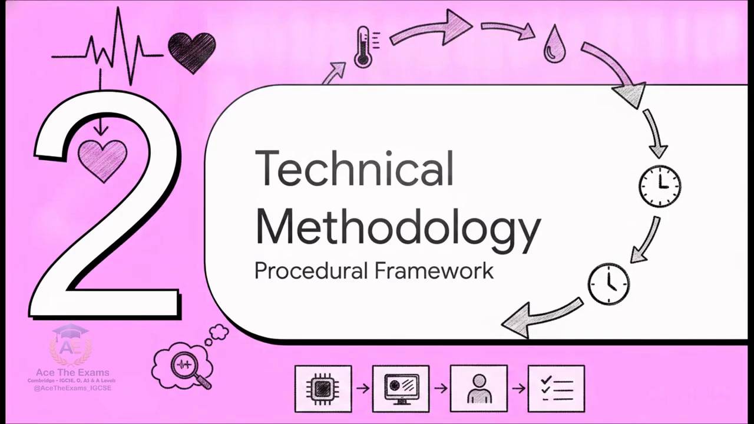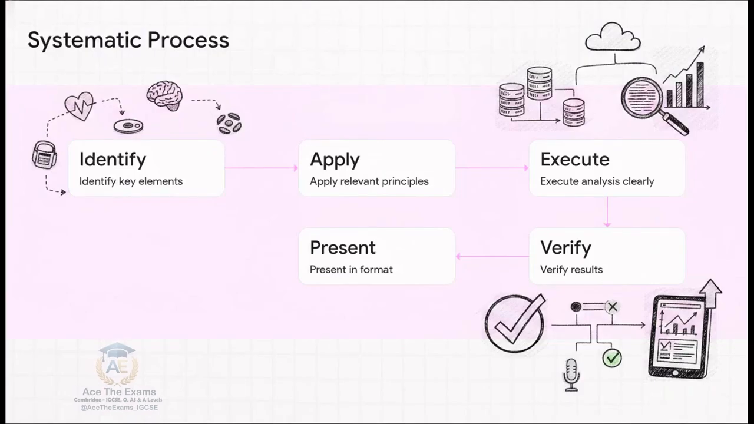Let's move on to Section 2, Systematic Technical Methodology. This is your procedural framework. This right here is the exact standardized sequence examiners want to see executed. First up, identify the key elements. Which specific sensors are measuring what? Second, apply the relevant principles of how the IT system actually processes that data. Third, execute the analysis by walking the examiner through the data flow step by step.